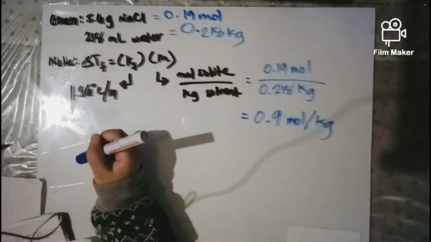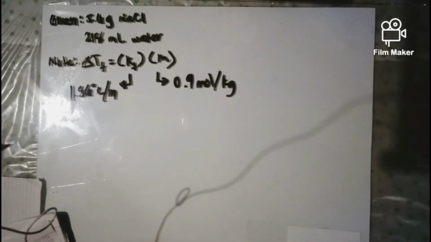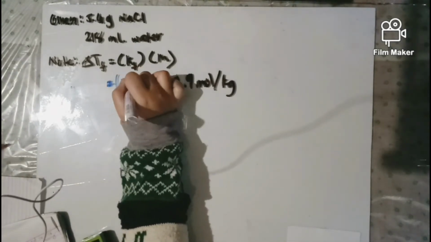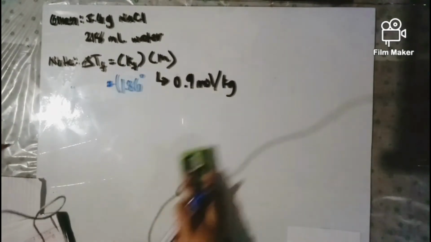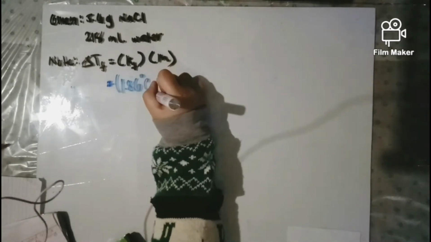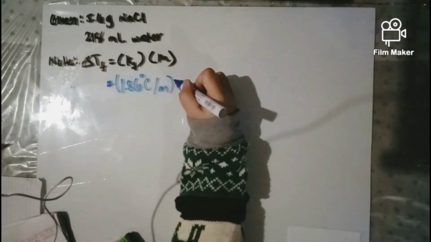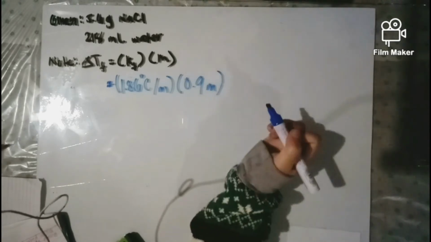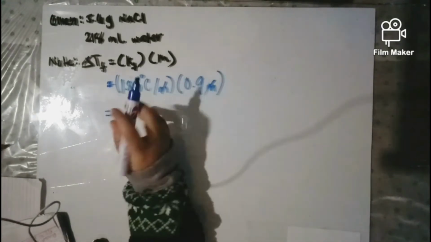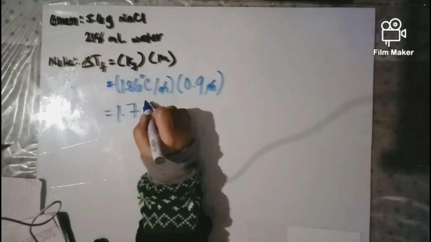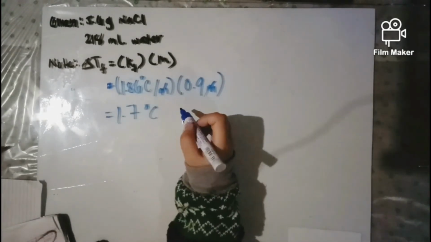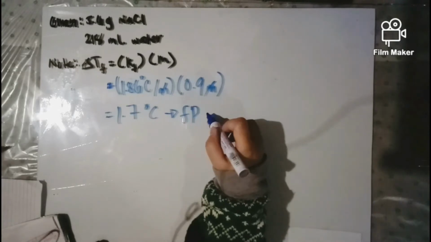Let's proceed in finding the freezing point. Delta T F is equal to Kf multiplied by molality. Kf is 1.86 degree Celsius per molal multiplied by 0.9 molal. Cancel the molal. That makes 1.7 degrees Celsius. 0 degrees Celsius is the freezing point of pure water.